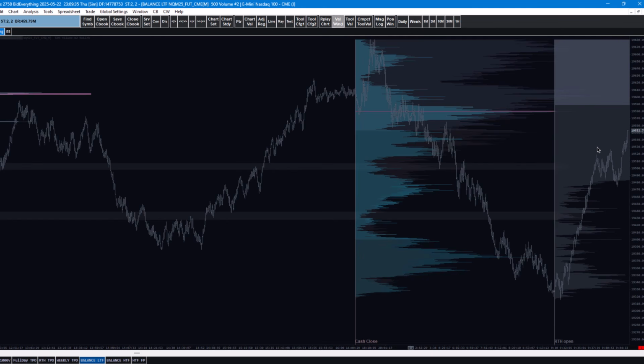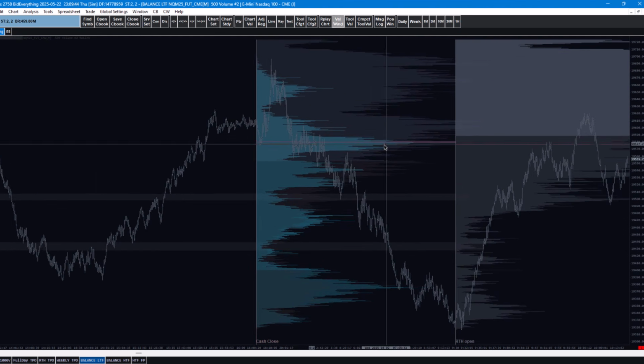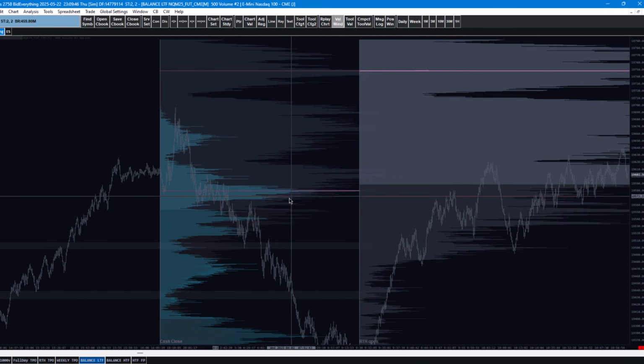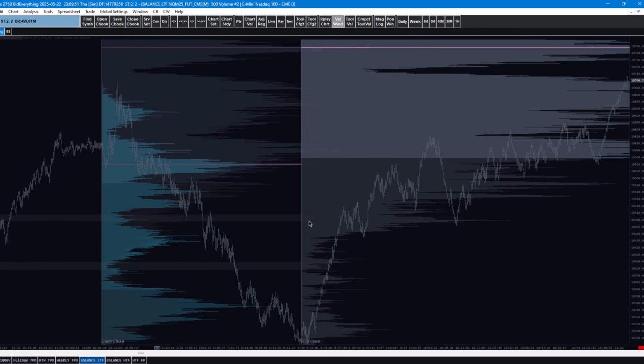Run through this. Now you want to be watching here. Run through again. This is obvious that we're just going to be trending till I'd be targeting overnight highs or something around there. And yep, we end up hitting them.